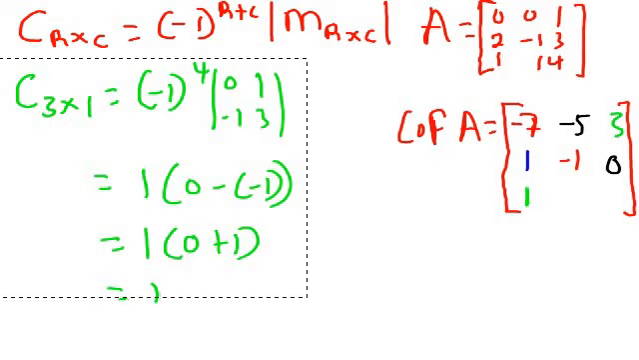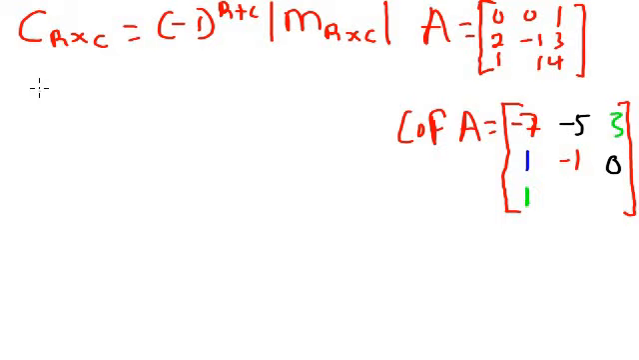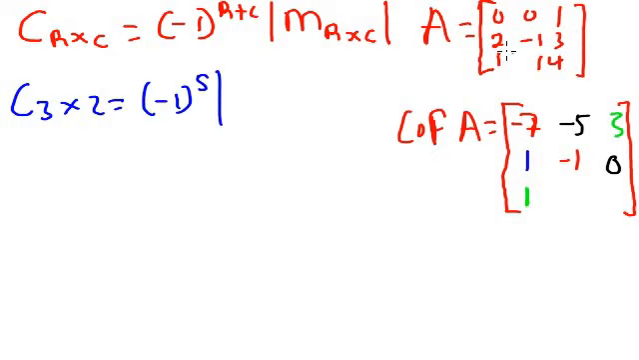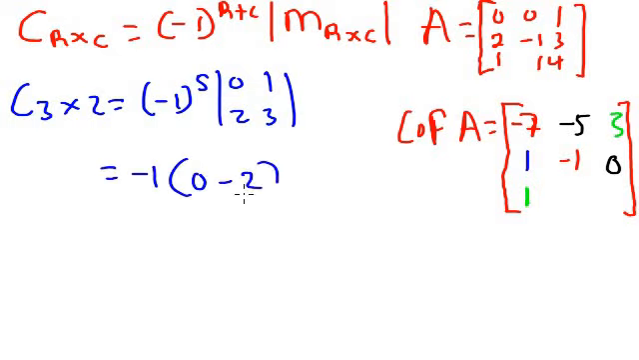Onto the element in the third row, second column. -1 to the power of 5. Now what will be its minor matrix? Third row, second column. So that will be 0, 1, 2, 3. Perfect. So that will be -1 multiplied by 0 minus 2. That will be -1 multiplied by -2, which will be +2.